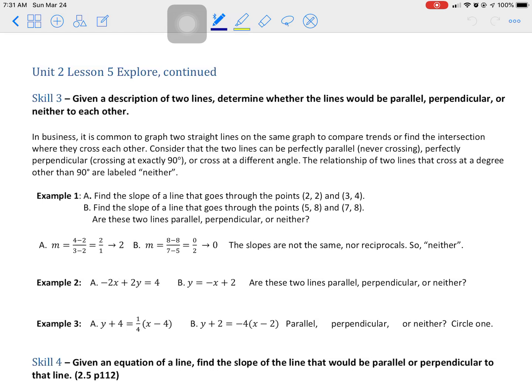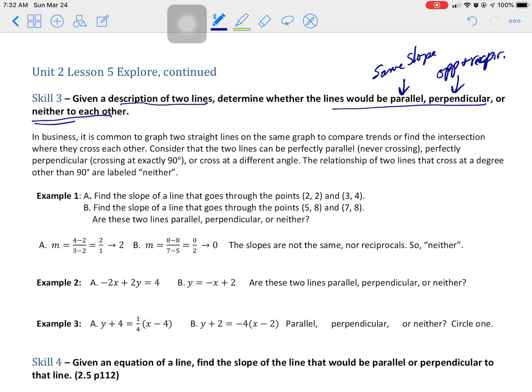All right, Lesson 5, Explore continued, says: given the descriptions of the lines, determine whether the lines would be parallel, perpendicular, or neither. So they can be parallel, same slope, or they can be perpendicular, opposite and reciprocal.